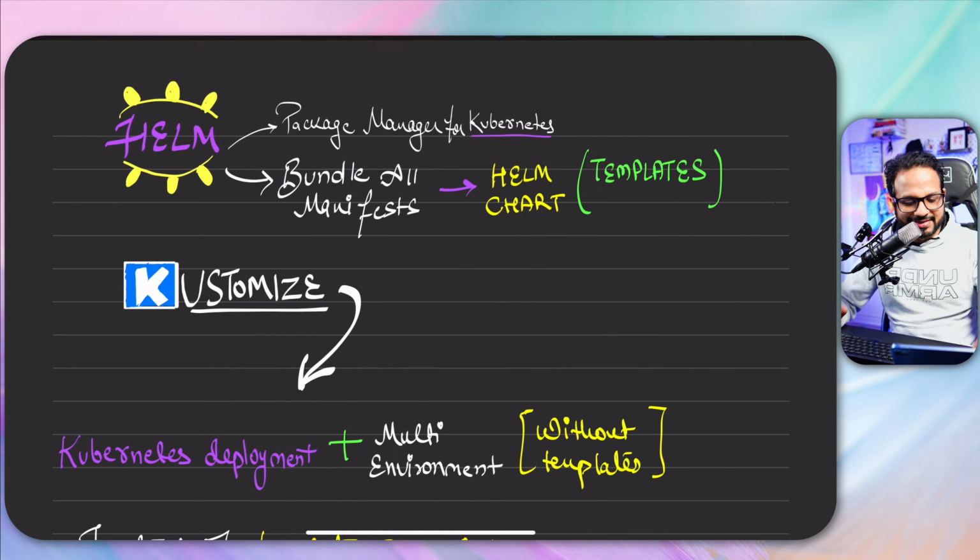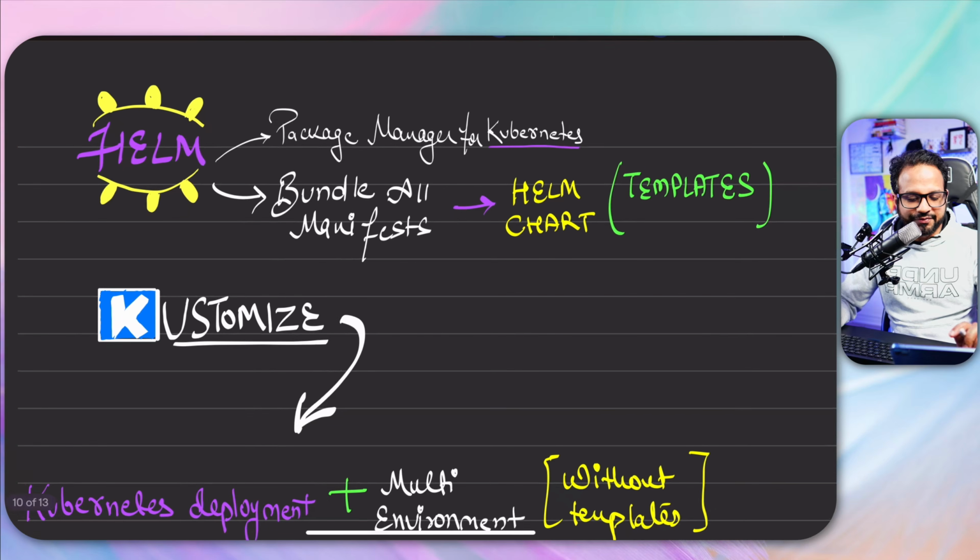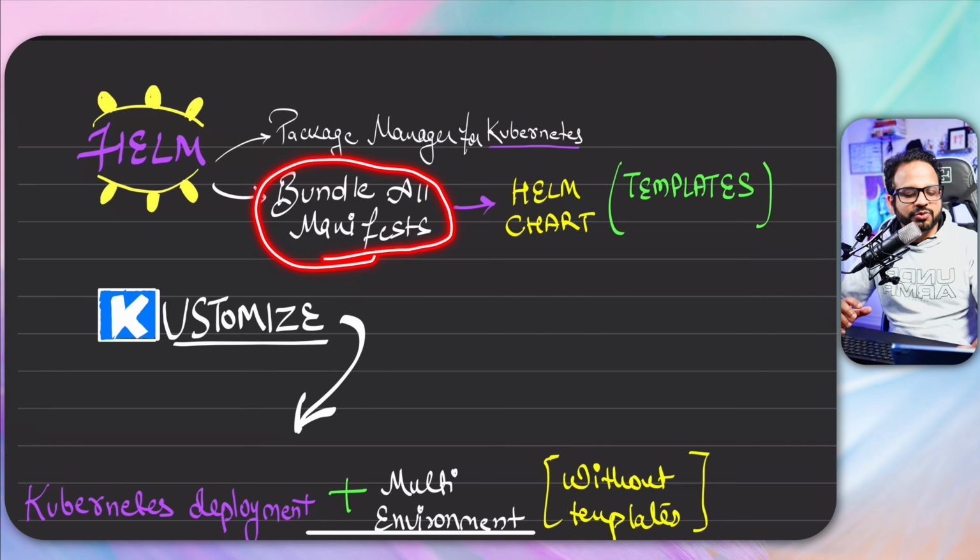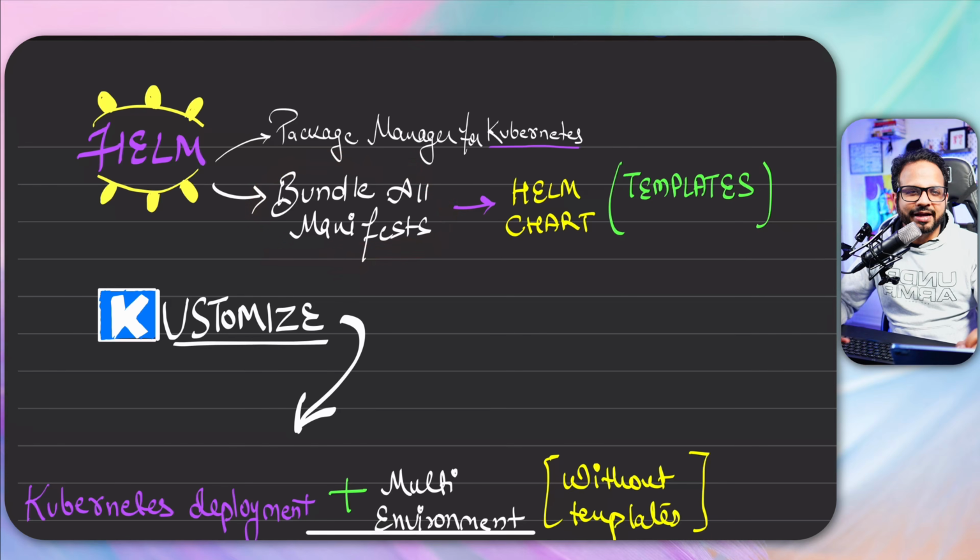What exactly is Kustomize? Okay, so we have already seen Helm, right? Helm is what? A package manager for Kubernetes. We have seen that in previous video in depth. If you have not watched the video, I would highly recommend having a look at it. What it does, it actually bundles all the manifests together, all the Kubernetes manifests, deployment YAML, service YAML, config map, secrets, all the YAMLs that you have for an application, it bundles them together, and collectively it is known as a Helm chart or a chart.